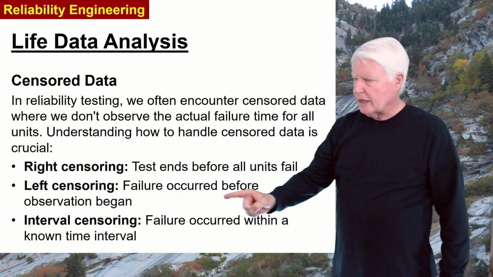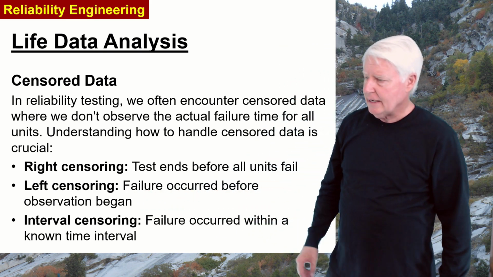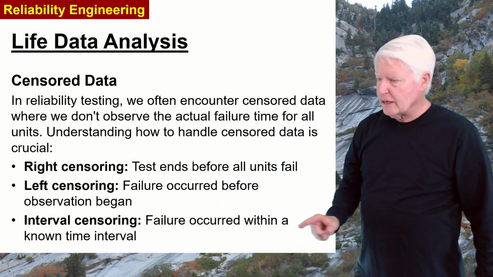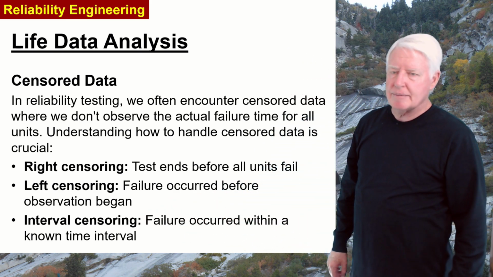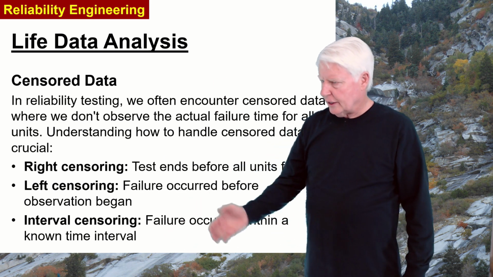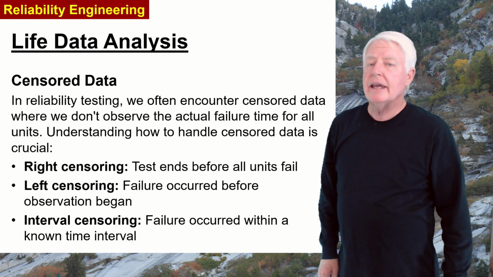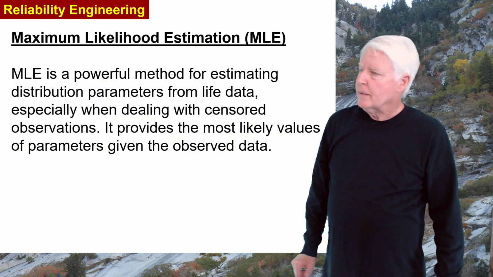Left censored data: failure occurred before observations began. Okay. Interval censoring: failure occurred within a known time interval. So that's all part of reliability engineering. You have to learn how to deal with right censored data, left censored data, and interval censoring.